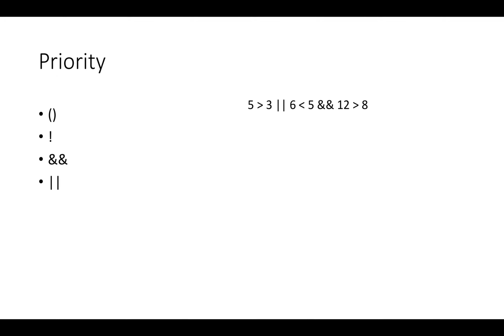5 greater than 3 or 6 smaller than 5 and 12 greater than 9. First of all, you gotta get every single comparison. The first one is true, the second is false, and the third one is true. So from them, because we have a hierarchy, and the hierarchy says that the and has more hierarchy than the or, you gotta solve first the and. False and true is false. So whenever you have and, both conditions should be true to get a true.